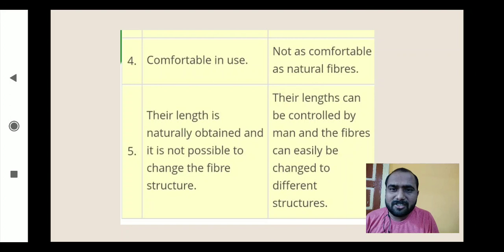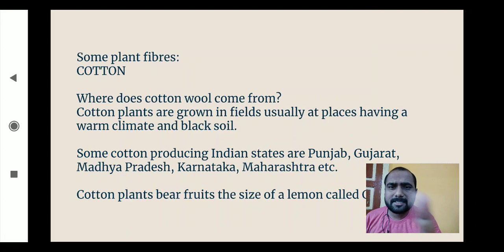Cotton is very different, and on the other plant we have made it something different. It is not possible. Why? Because it is natural. But by changing some chemical in the synthetic fiber, you can go for different types of structure of the fibers. Let us see the next part.